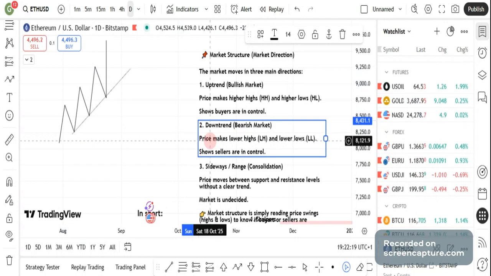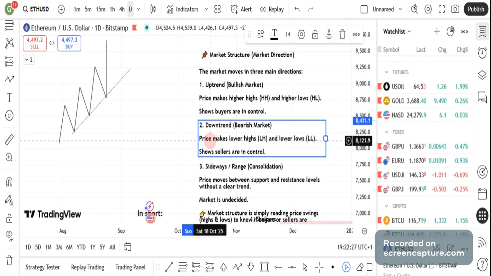Okay. So if you want to identify a downtrend, or a bearish trend, what do they create? They create lower highs and lower lows, as it is written here. On a downtrend, they create lower highs and lower lows. It means the sellers are in control of that market. For example, this is an example of a downtrend.